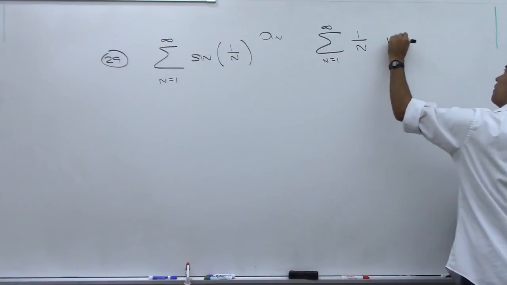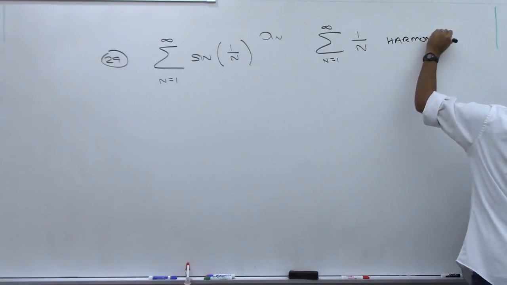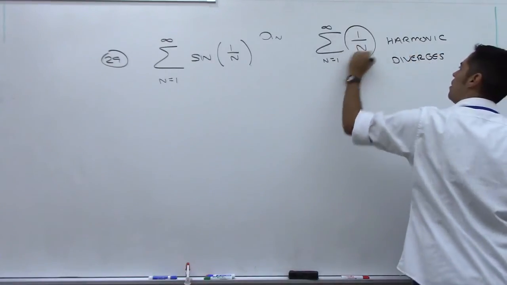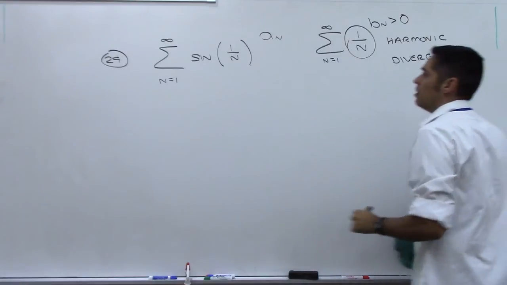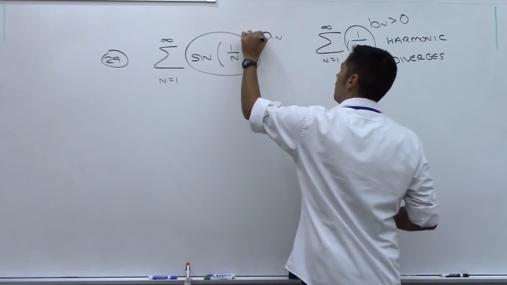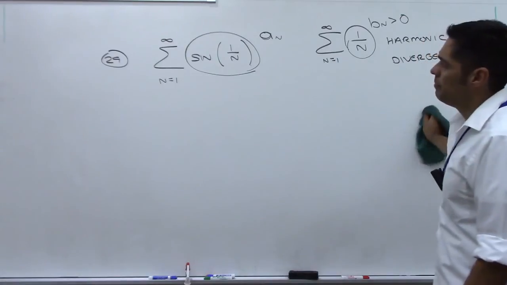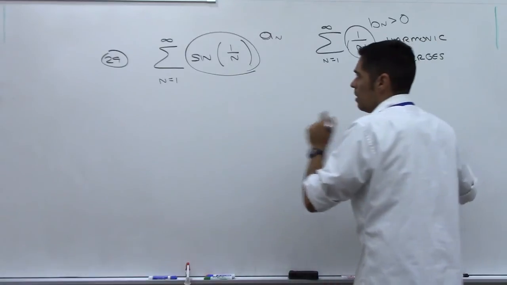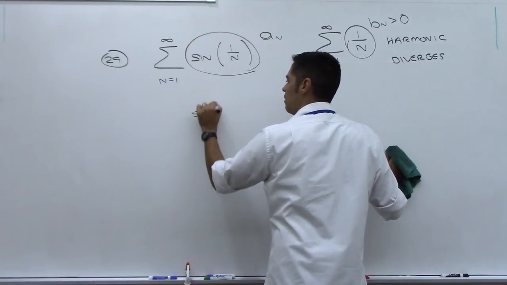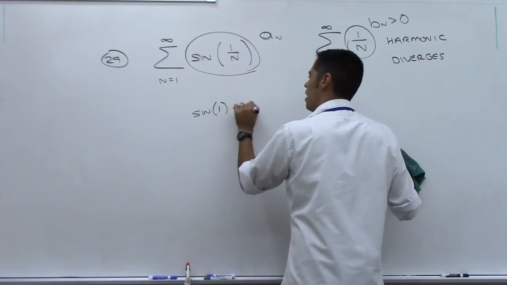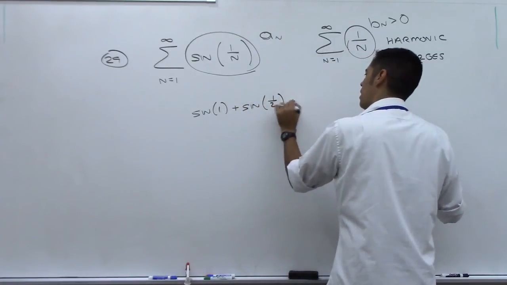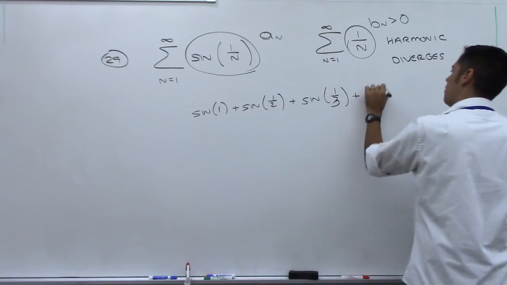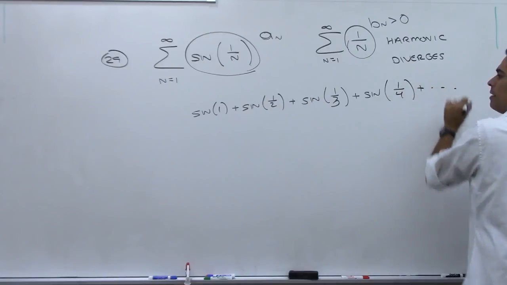This is a harmonic series, and it's divergent. So this is going to be my b sub n, and those are positive numbers. This is going to be my a sub n. Are those positive numbers, though? Well, we know sine oscillates back and forth, right? However, if I plug in like 1, I get sine of 1. And then I'm going to go plus sine of 1/2, then plus sine of 1/3, and then plus sine of 1/4. And I'm going to keep doing this forever, right?